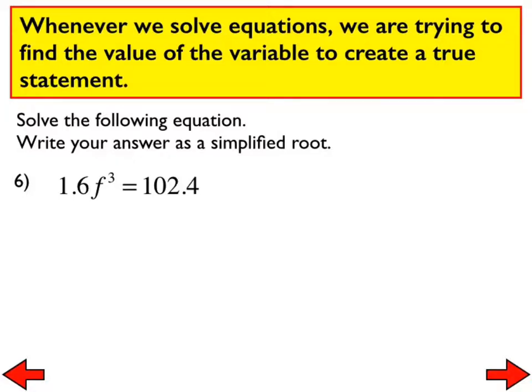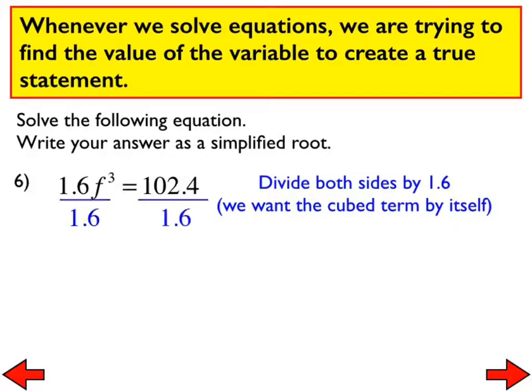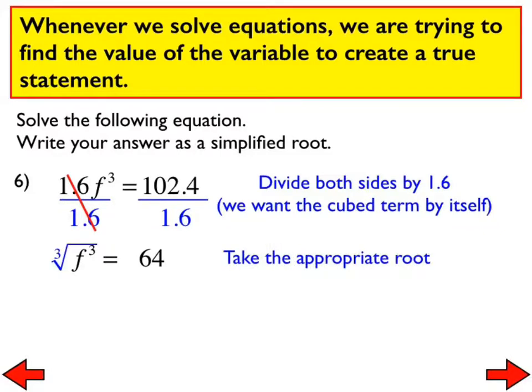So in this problem, we need to divide both sides by 1.6 so that we can get the f cubed by itself. And once I do that, I have f cubed equals 64. This is not the first time that we have found the cube root of 64. 4 times 4 times 4 is 64, so therefore f is 4.